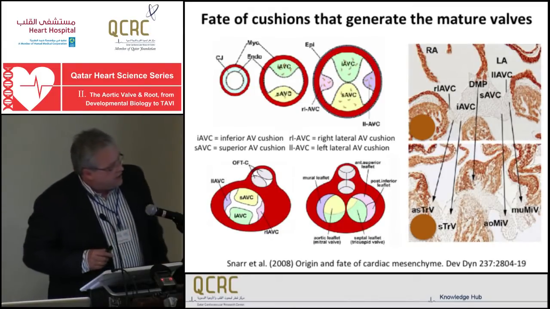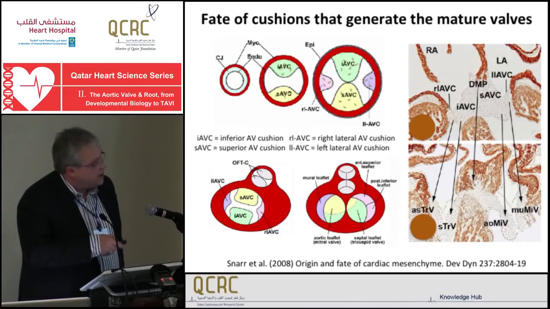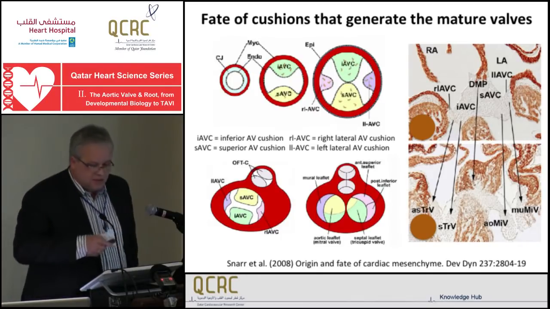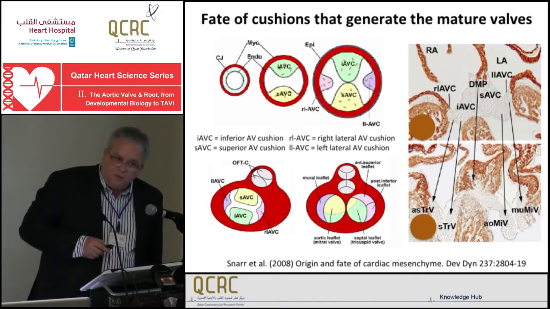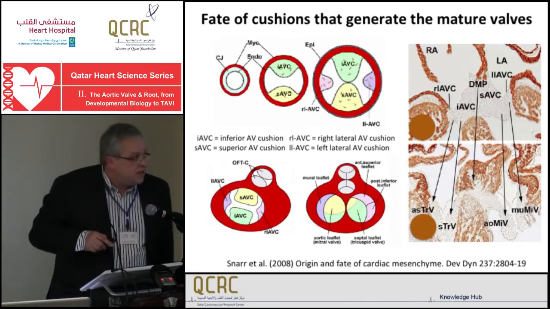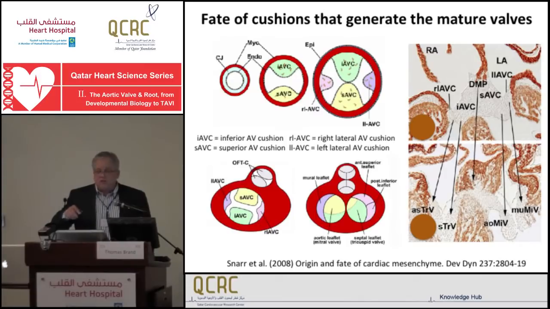All right, so the next step, we move from here to here. We have now cushions, but we do not have yet really valve leaflets. So how do we generate those valve leaflets? Certainly those cushions are only precursors. They still have to be extensively remodeled. Cushions have to fuse, and this is depicted here. So those cushions are generated.